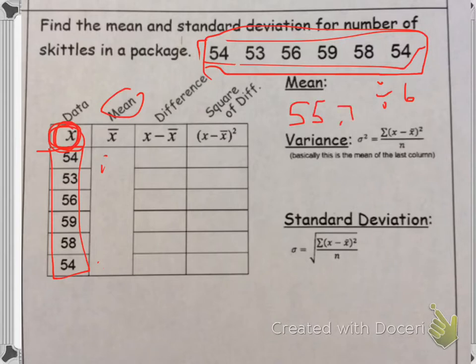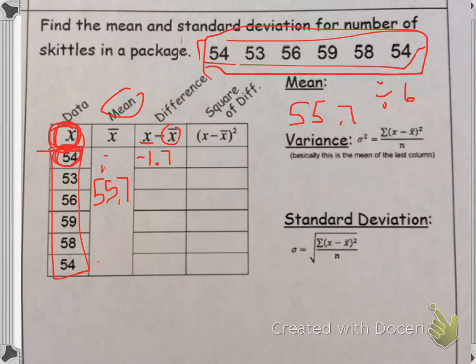So the mean number that I'm going to put over here in my chart is 55.7. Okay, now if you follow the chart, it now says to do x minus the mean. So here's my x value, and I'm going to subtract the mean from it. I'm going to put my value back over into the chart, and I'm going to do that for every value. So I'm going to do 54 minus 55.7. When I did that, I got a negative 1.7.